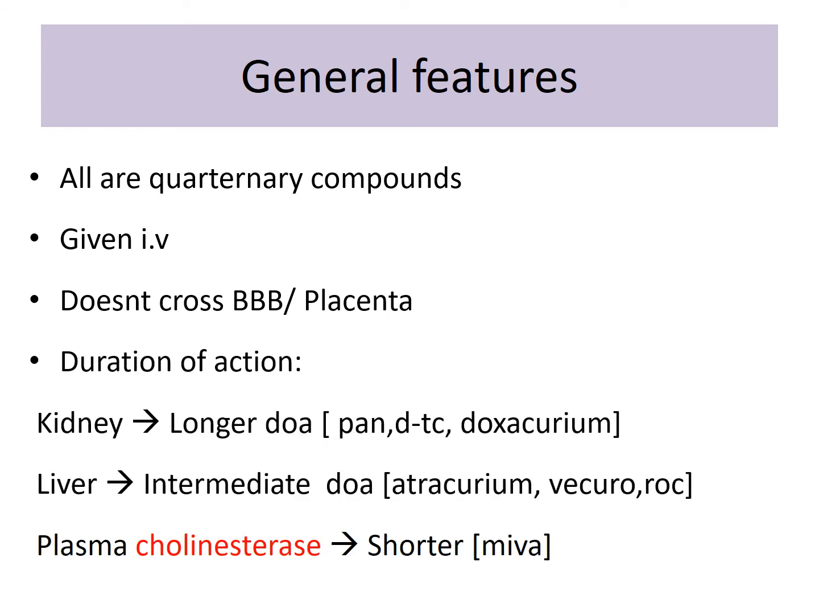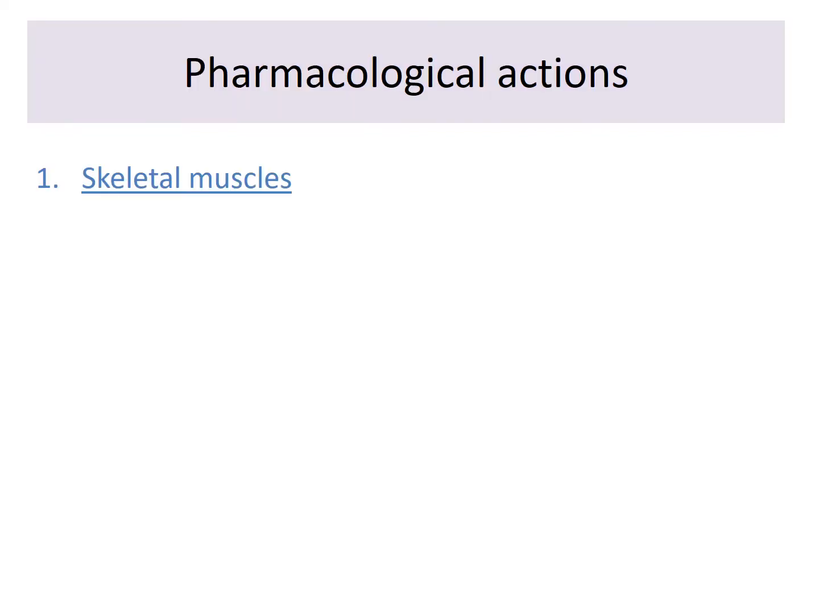Regarding the duration of action of these drugs, those agents which are excreted through the kidney have a longer duration of action, for example pancuronium, d-tubocurarine, and rocuronium. Next, agents excreted through the liver have an intermediate duration of action, for example atracurium, mivacurium, and rocuronium. And the agents which are metabolized by plasma cholinesterase, the plasma enzyme, have a very short duration of action, like mivacurium.